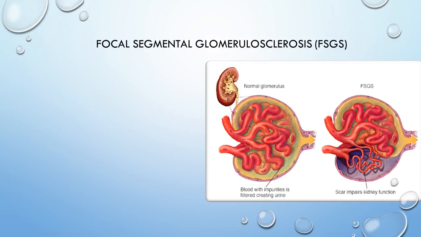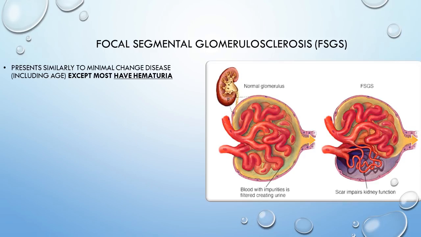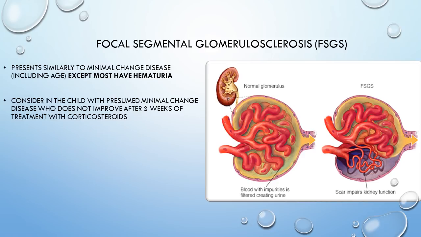Moving on to focal segmental glomerulosclerosis. This presents similarly to minimal change disease, including the age range, right? So that 2 years to 10 years, except FSGS has hematuria. These patients do have that Coca-Cola colored or tea-colored urine. We consider this in a kid with presumed minimal change disease who does not improve after 3 weeks of steroids.